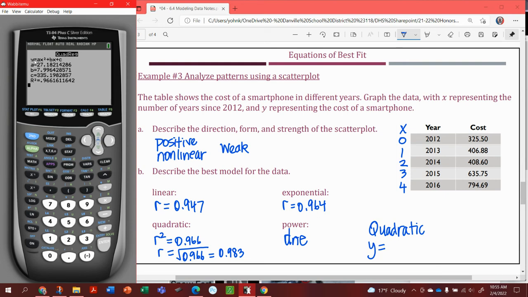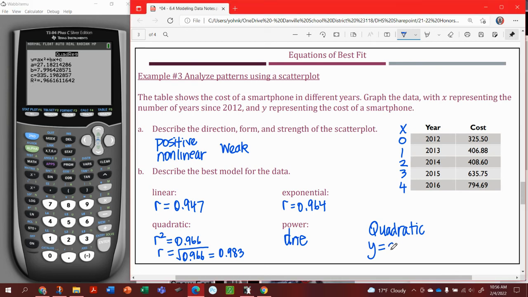So we're going to take a look. It says y equals ax squared plus bx plus c. So my a is 27.2. So 27.2 x squared. My b value, it looks like 8.0. So 8.0x. And my c value is 335.2. There is the best model for the data.